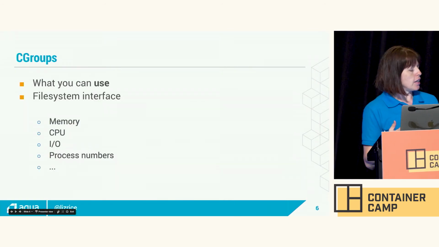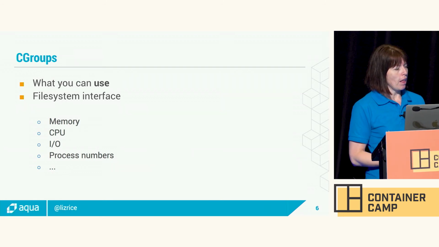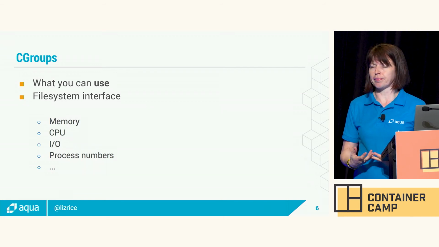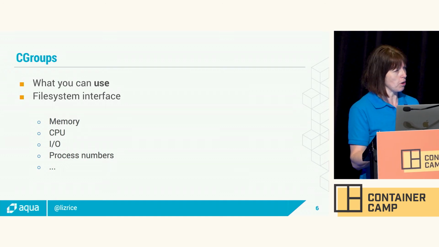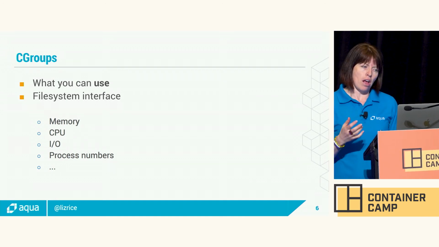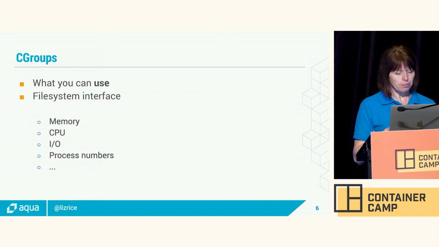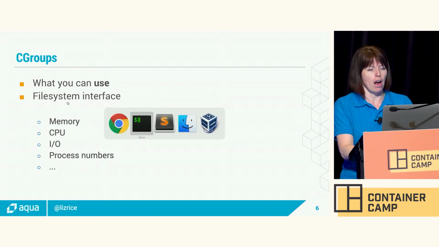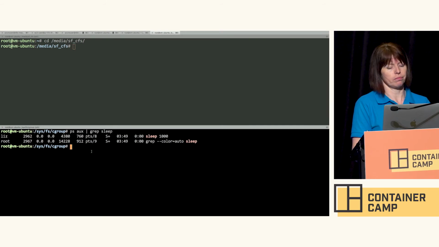If namespaces tell us what you can see, or rather what the process can see, then C groups tell us what resources you can use. And they are implemented in a totally different way from namespaces. There's no sort of syscall interface. It's another one of these pseudo file systems. And Vishnu kind of talked about that a bit this morning. I'll show you a bit of how they work.